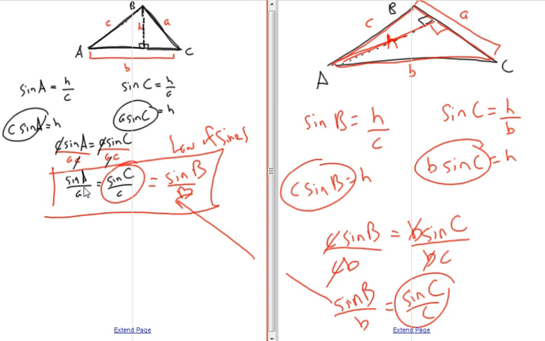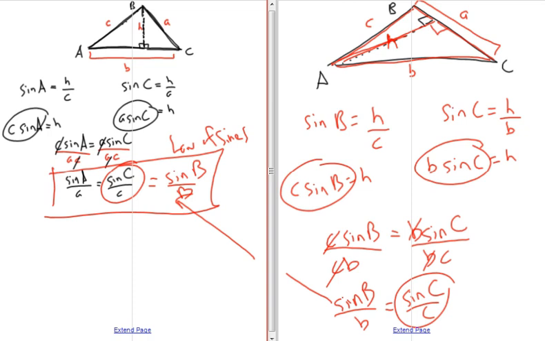And basically what that means is that I can pick any angle and then divide its sine by a side, and that's going to equal the sine of another angle divided by the side that's across from that.